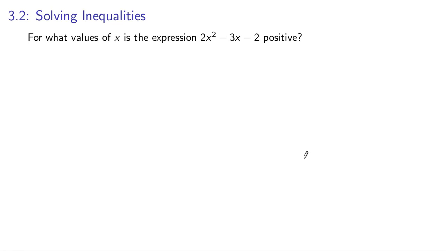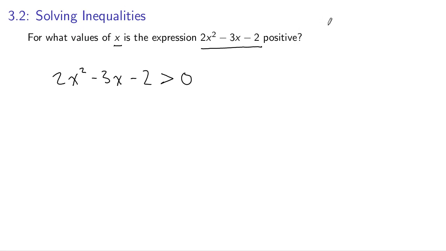Now, beyond just solving inequalities, we might use inequalities to help us describe when a solution is positive, negative, or 0. So let's do an example of applying that idea to a problem. For what values of x is the expression 2x squared minus 3x minus 2 positive? We can write an algebraic statement about this. For it to be positive, it must be greater than 0.